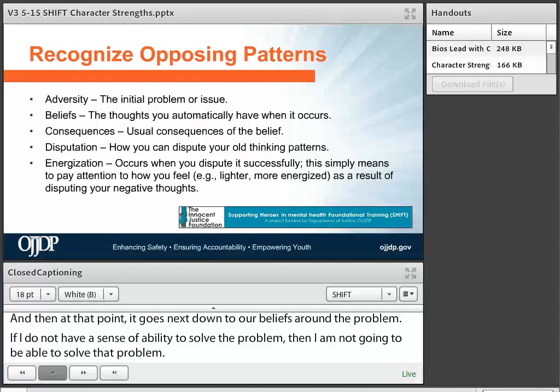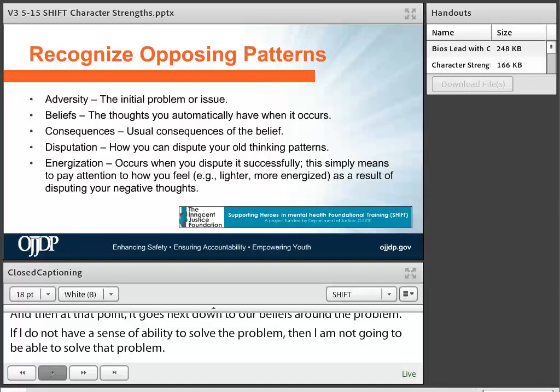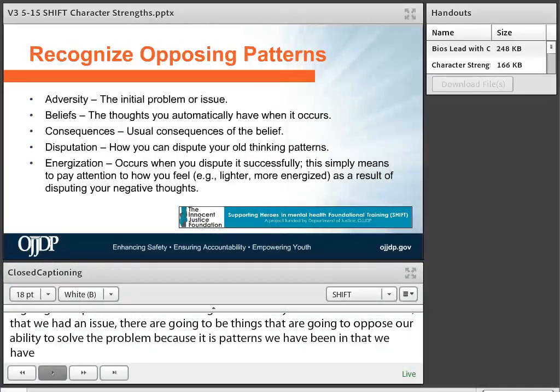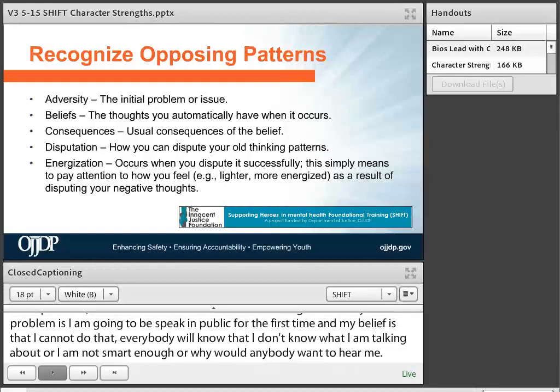So if maybe the problem is, I'm going to be speaking in public for the first time, and my belief is that, oh, I can't do that, everybody will know that I don't know what I'm talking about, or I'm not smart enough, or why would anybody want to hear me? If that was my belief system around it, then my usual consequence for that belief would be to say, well, then I can't do it. I'm not going to be able to speak because I don't have anything good to say. People will know that I don't know what I'm talking about, and it's not going to work out, and I'm going to be embarrassed.